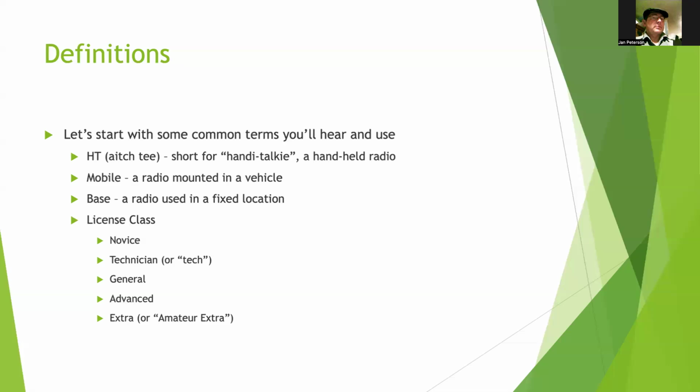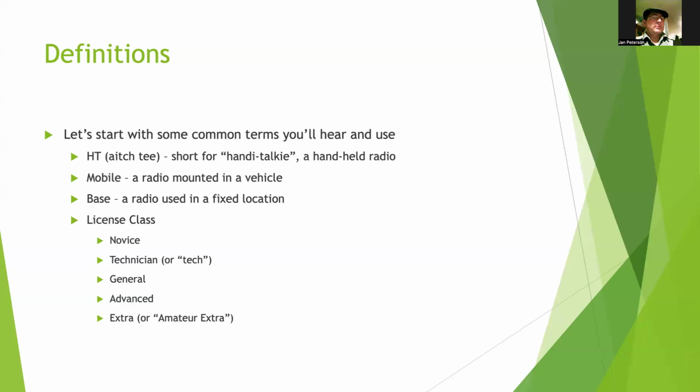So the definitions are a little loose, but those are typically the terms that we're going to use. A base is a radio that is at a fixed location. It doesn't move around. A mobile is in a vehicle or in some other portable fashion where it can move around. And a handy-talkie or an HT is a handheld radio, okay?